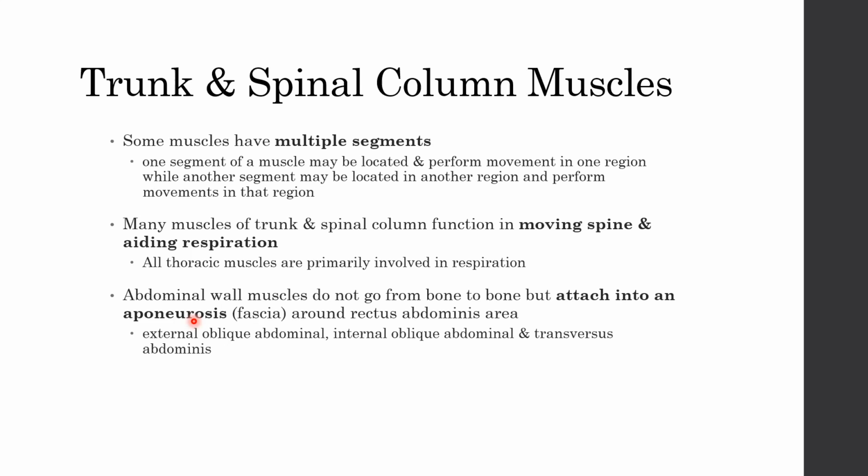Many muscles of the trunk and spinal column do function to move the spine and also help with respiration. And as I mentioned previously, all thoracic muscles are primarily involved in respiration. When we get into our abdominal wall muscles, so our rectus abdominis, our external and our internal obliques, you'll notice that these muscles do not actually come from bone.